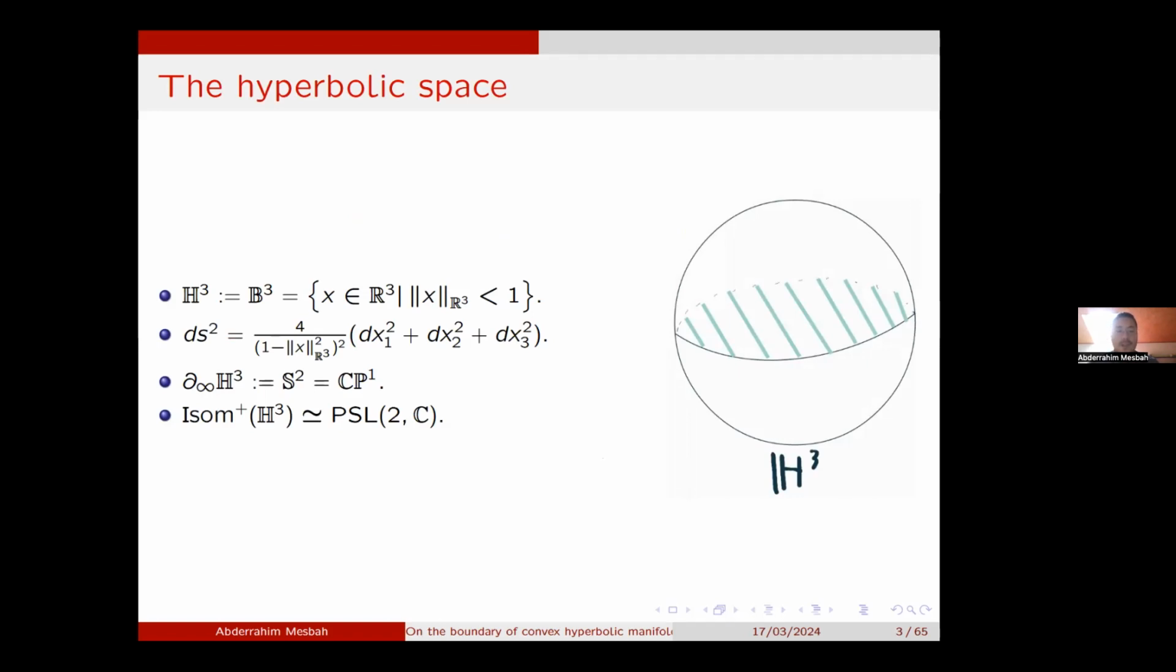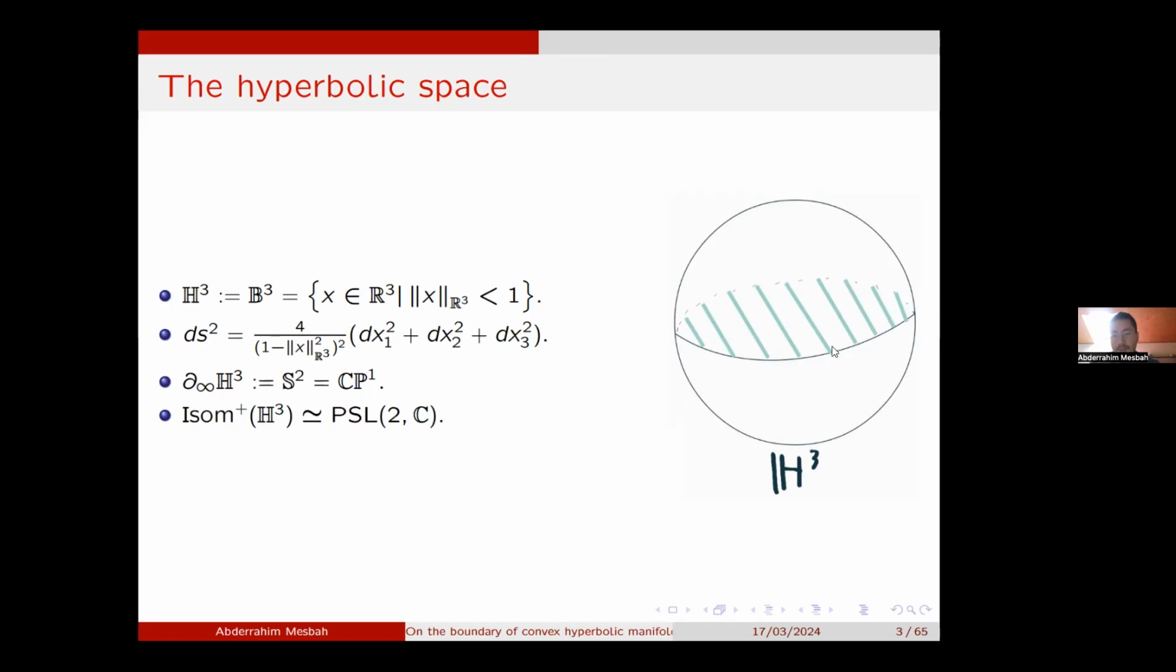So the hyperbolic space has many equivalent models, but for us, we will use this one. So we take the Euclidean ball, the usual Euclidean ball, and instead of putting on it the usual Euclidean metric, we put this metric here, the square. As you can see here, we are multiplying the Euclidean metric by a conformal factor, and this conformal factor goes to infinity when we are closer to the boundary.